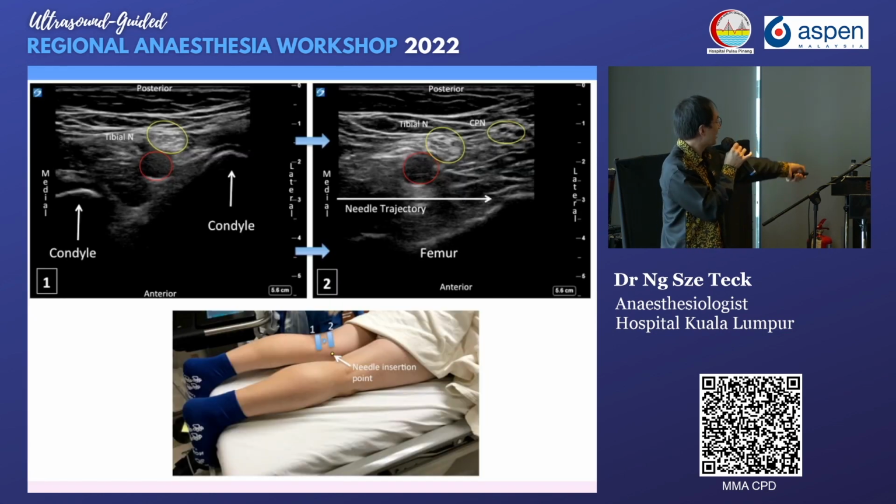So this is the picture to illustrate. You put your patient in the prone position or whatever position, but your probe is posterior. In the first position it is at the popliteal crease. Then you slide upwards until you see the femur bone. Then you just inject between the artery and the joint capsule.